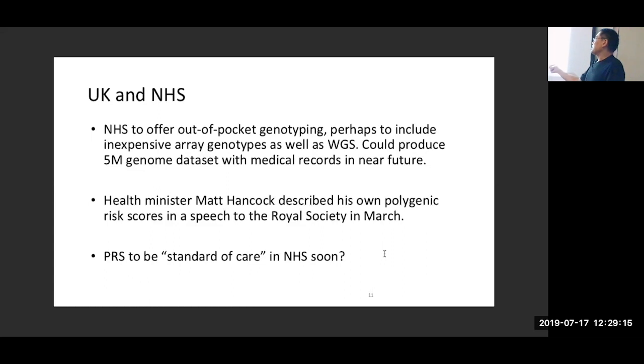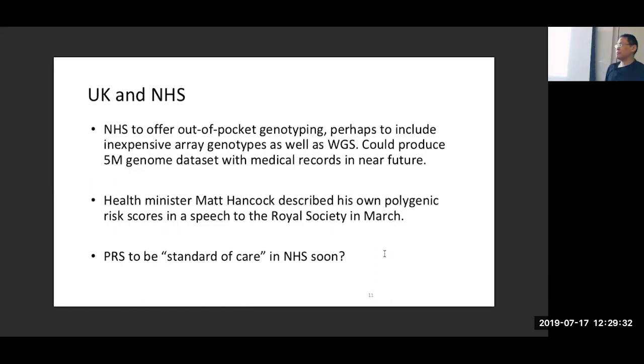At a speech to the Royal Society in March, the current health minister in the UK described his own polygenic risk scores, and he proposed that the UK move to this kind of population level genotyping. So it's possible that this kind of thing could become standard of care, at least in some single payer systems.